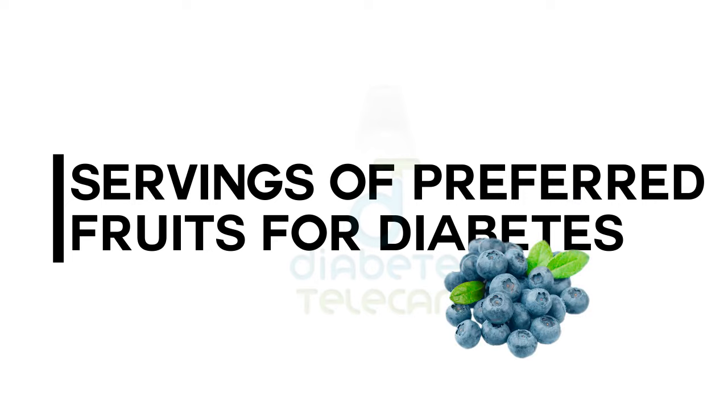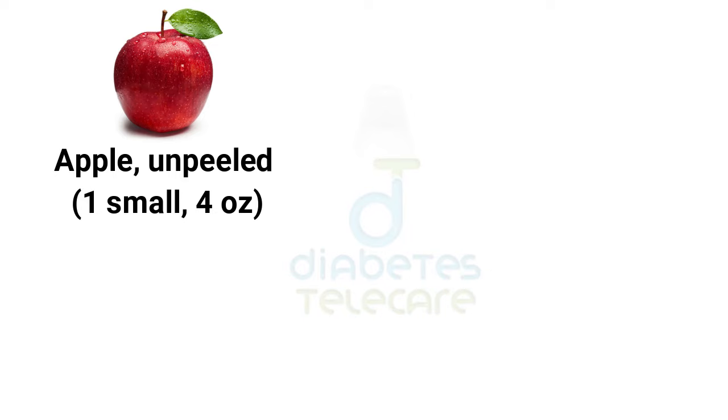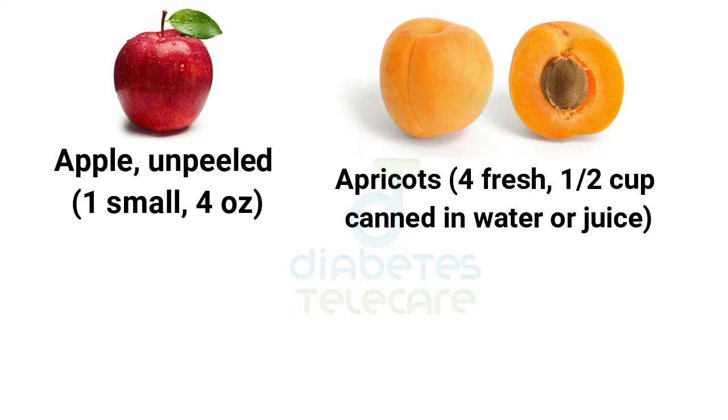Servings of preferred fruits for diabetes. Apple, unpeeled, 1 small, 4 ounces. Apricots, 4 fresh, half cup canned.